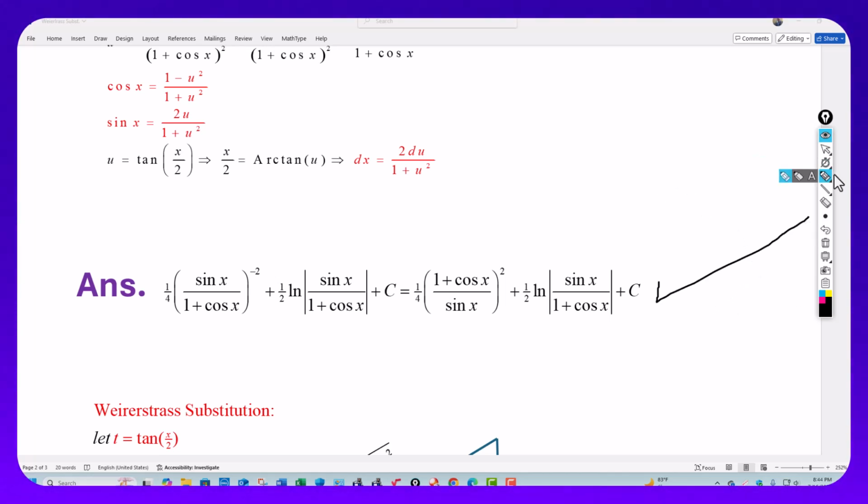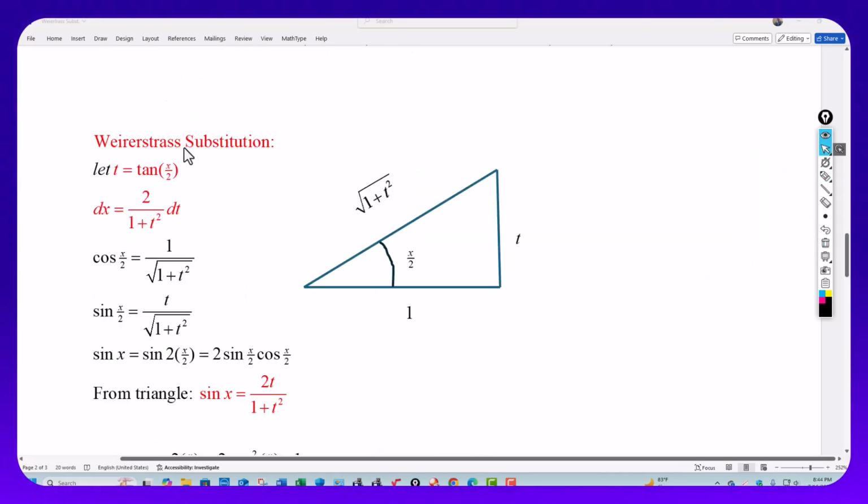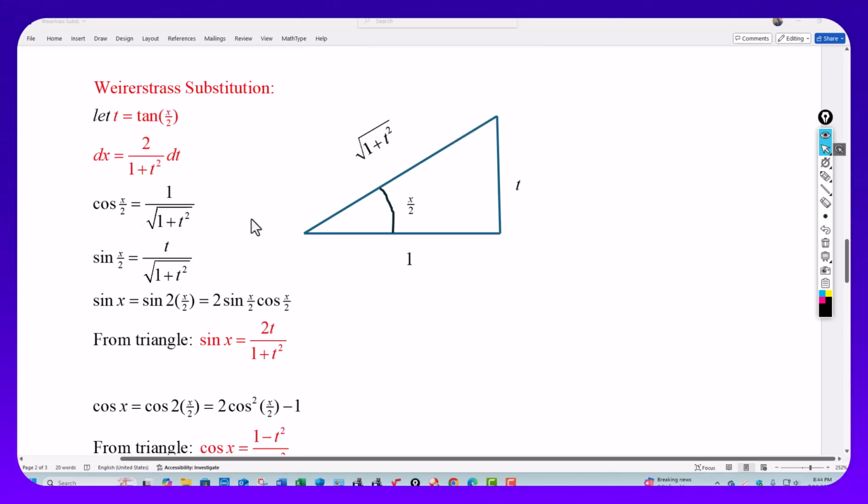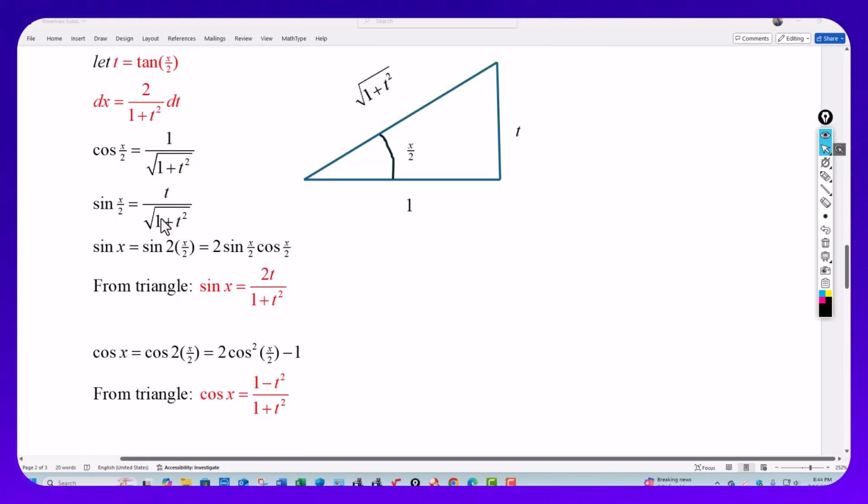Now let's suppose I'm going to look at the same problem again, except in this case, instead of a u, I have a t. So t is going to equal tangent of x over 2. And again, I derived these formulas in the last video, and there will be a link in the description in case you want to refer to that.